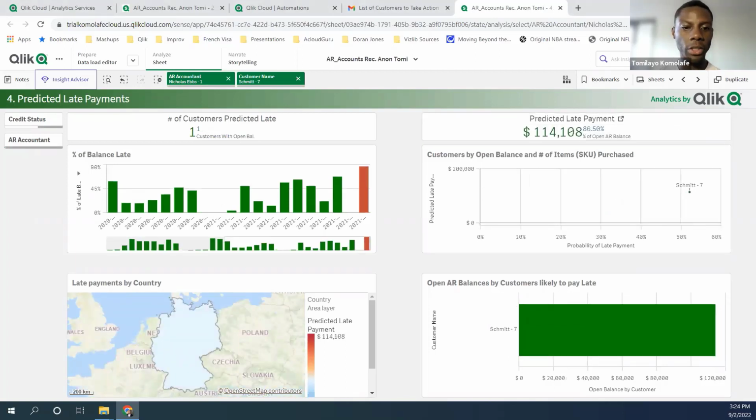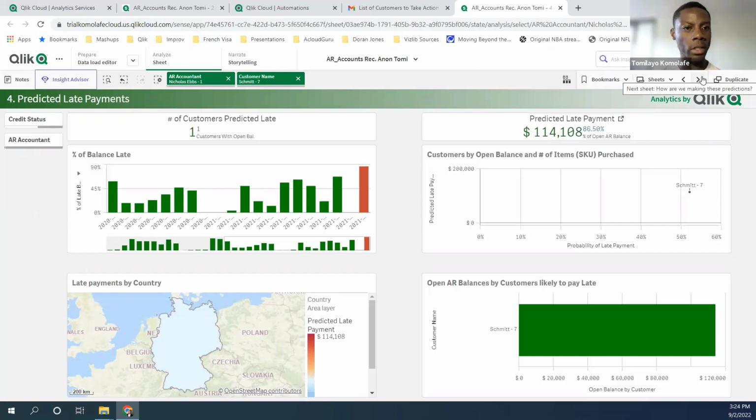Once I've made that selection, after selecting Schmidt 7, we would like to know, okay, we have predicted that about 114,000 is at risk of being late. Are we able to determine what could be the reasons for them being late, not just the amount they're going to be late by? And if possible, can we do anything to address that? Like I mentioned earlier, this ability again to predict what will occur in the future and why is only possible due to Qlik's predictive and explainability capability that's built into our product.